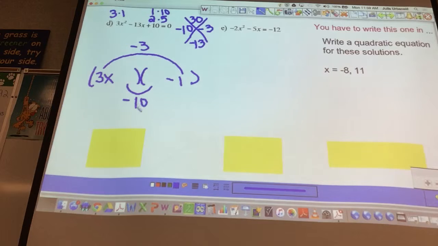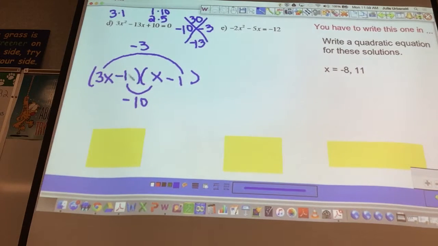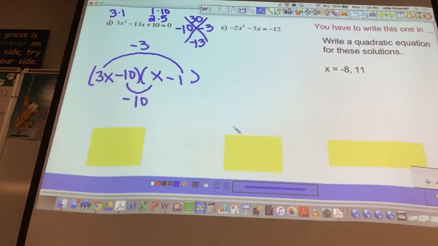So it's just x. So we put 1x, or just x, and then what goes right here? Negative 10. And it works.